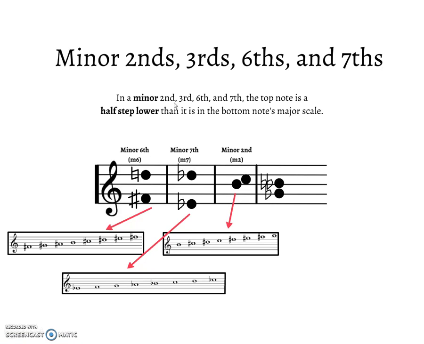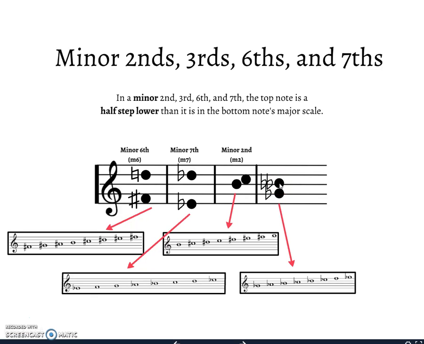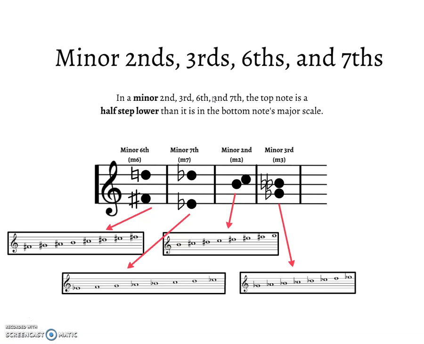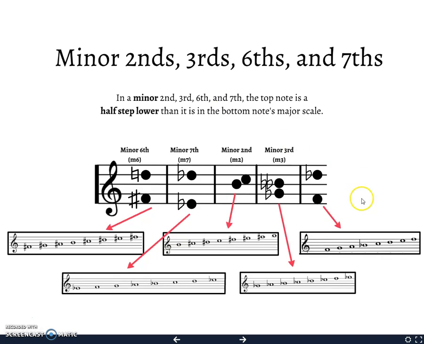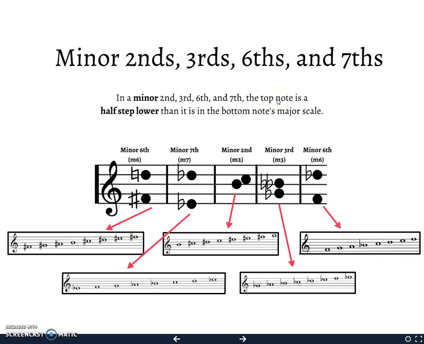Here's a third, G flat scale. Third scale degree should be B flat. We have B double flat. A double flat is a half step lower than a flat. That makes a minor third. We have a sixth. Sixth scale degree is D natural. We have D flat. That's a half step lower than the natural. That means a minor sixth.